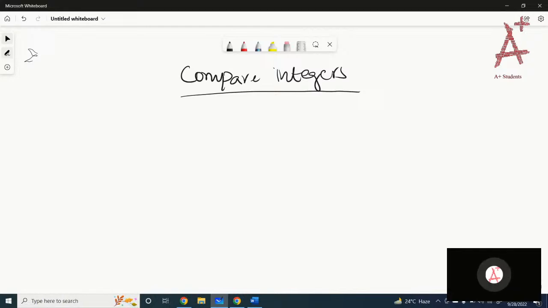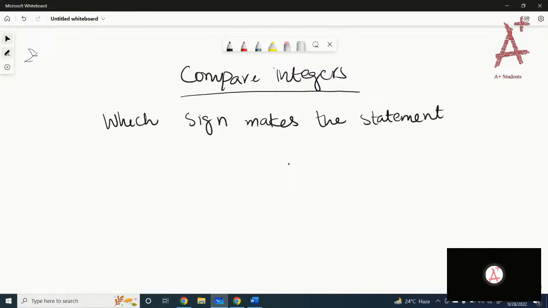Okay, the first one is, which sign makes the statement true? You are given two of the integers. You have to compare them. Basically, you need to see which one is greater and which is smaller. You just have to put the signs of less than, greater than, or equal to. Got it? So let me write down the integers. Then we need to put the less, greater, or equal sign in between them.